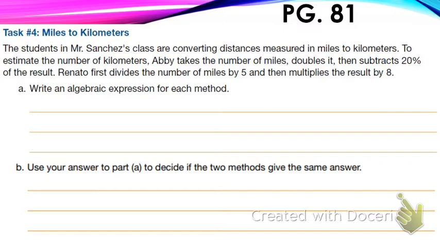Okay, so they are working on estimating the number of kilometers. They're not doing precise calculations here. They're working on some of the skills that we've been working with. So 2 of the students in Mr. Sanchez's class have come up with ways to estimate when they convert from miles into kilometers. Abby takes the number of miles and she doubles it, and then she subtracts 20% of the result. And Renato first divides the number of miles by 5, and then multiplies the result by 8.